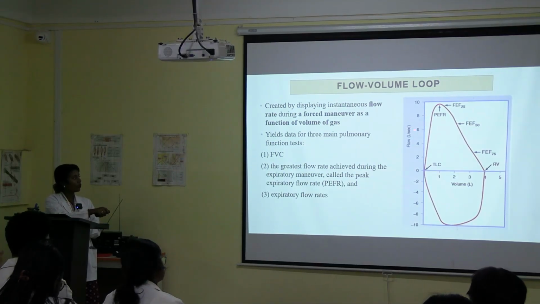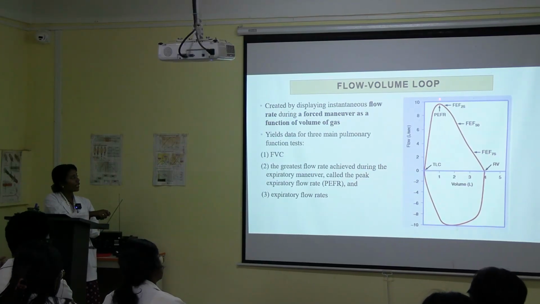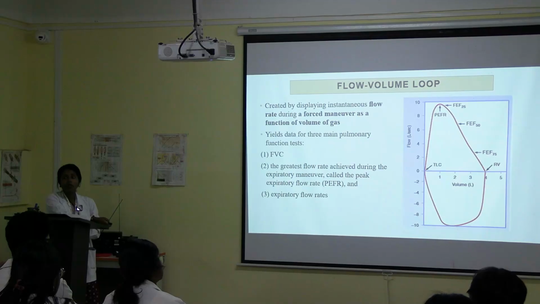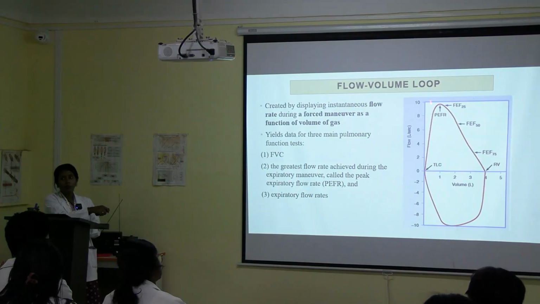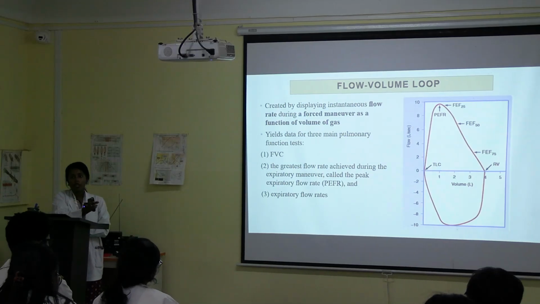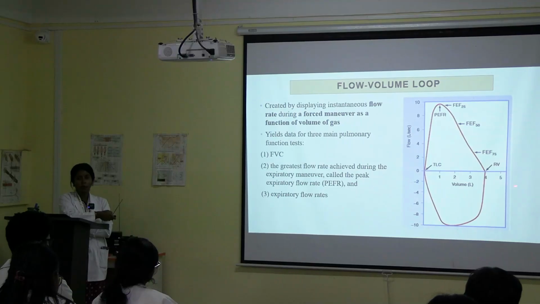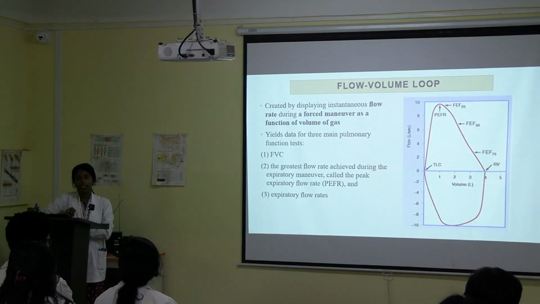PEFR is your peak expiratory flow rate. That is the greatest flow achieved during the expiratory maneuver. So this is the highest, the peak expiratory flow rate. Here you also have different percentages, 25, 50, then 75, and RV is your residual volume. Beyond that you cannot expire anymore. Some air has to remain in your lung. That is your residual volume. So here you will stop. Beyond that you cannot expire anymore.